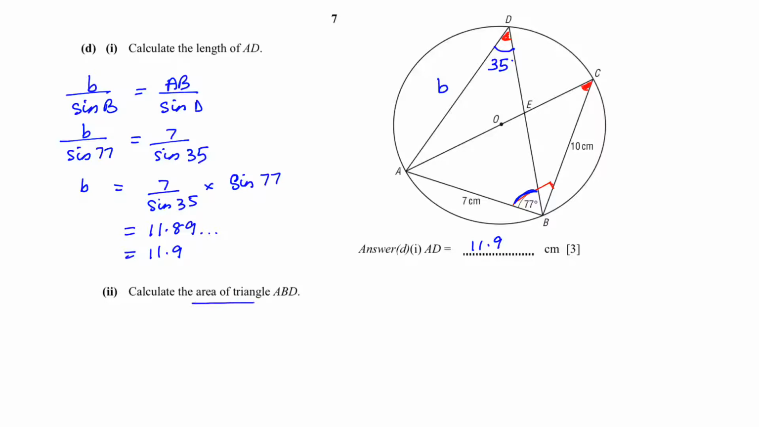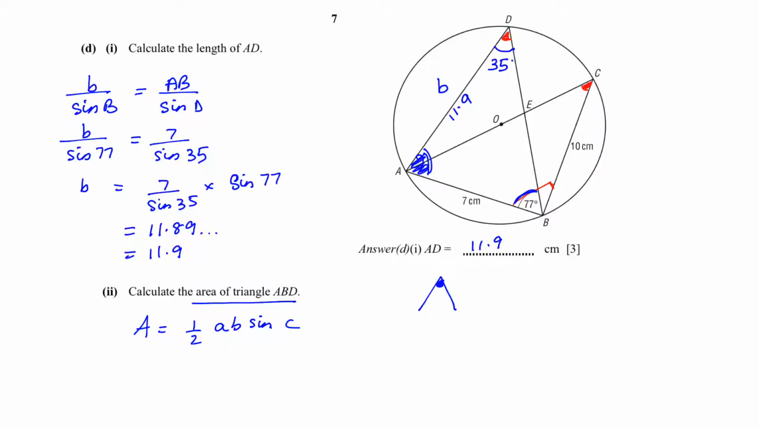Calculate the area of ABD. ABD is not a right angle triangle, so we cannot use the half times base times height formula. We'll be using half AB sine C. Whenever you use this formula, remember that you should have two sides and an included angle in the middle. We know that this is 11.9, and to use the formula, we will need to find this angle.